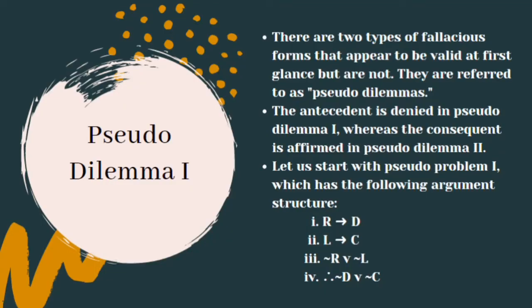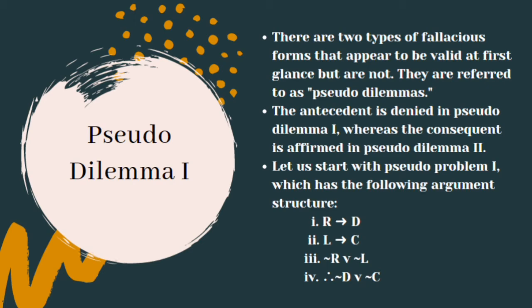There are two types of fallacious forms that appear to be valid at first glance but are not. They are referred to as pseudo-dilemmas. The antecedent is denied in pseudo-dilemma 1, whereas the consequent is affirmed in pseudo-dilemma 2. Let us start with pseudo-dilemma 1, which has the following argument structure.